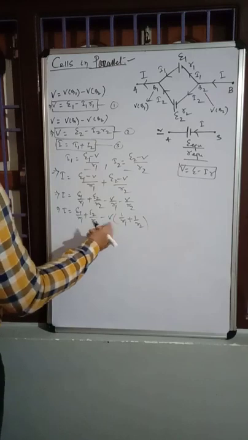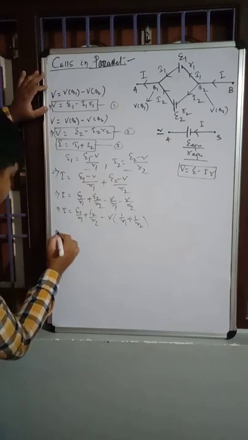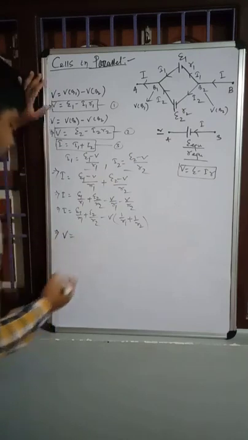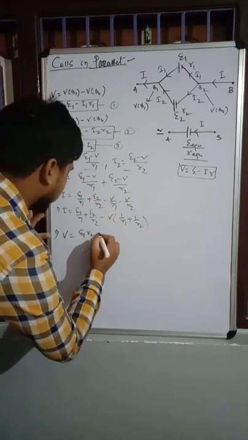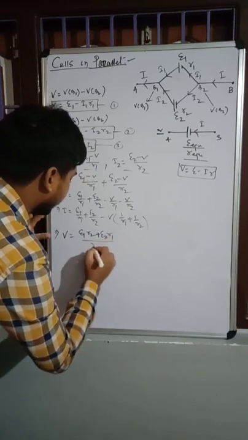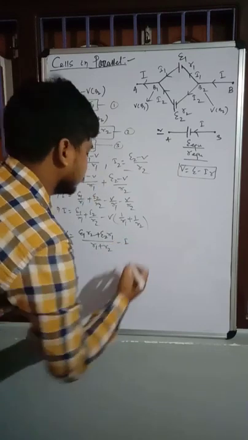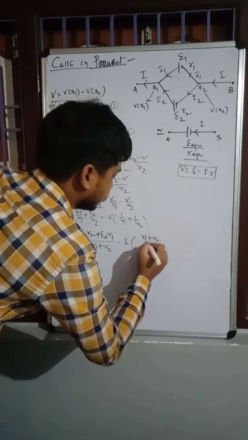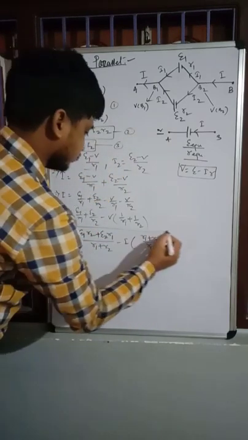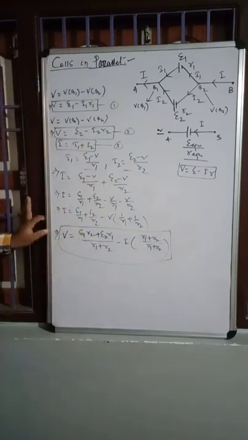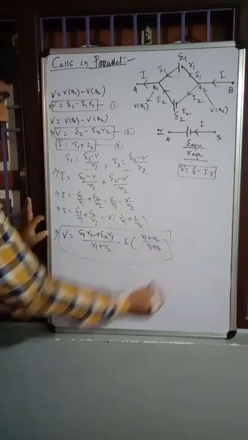By writing this expression in the form V equal to E minus IR, this implies that V will be equal to E1 R2 plus E2 R1 divided by R1 plus R2, minus I whole into R1 R2 divided by R1 plus R2. Or I can say that it is in the form V equal to E equivalent minus I R equivalent.